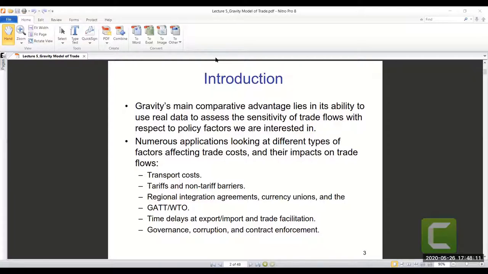determinants of trade, like how transportation costs, such as distance, affect trade relationship, how tariffs or some other trade barriers affect international trade, how regional trade agreements, the regional economic integrations, are affecting the flow of goods and services, whether membership in WTO is affecting the flow of goods and services.